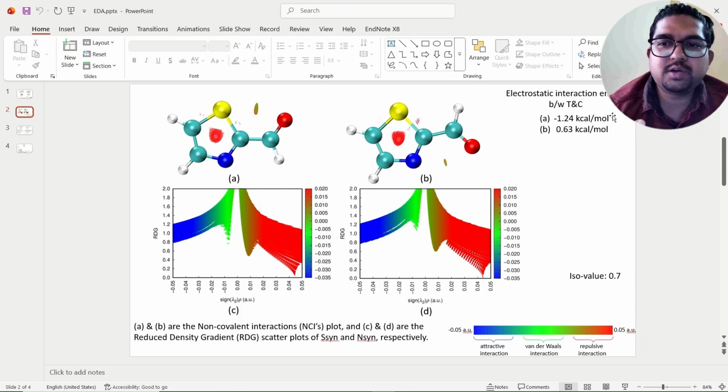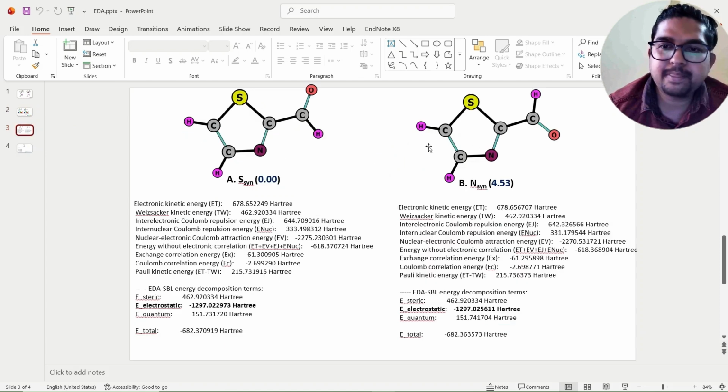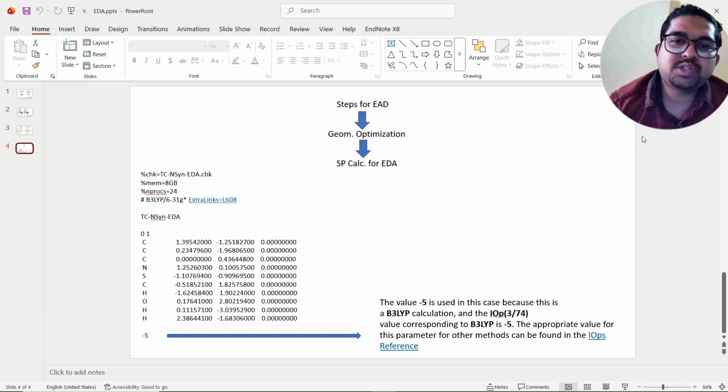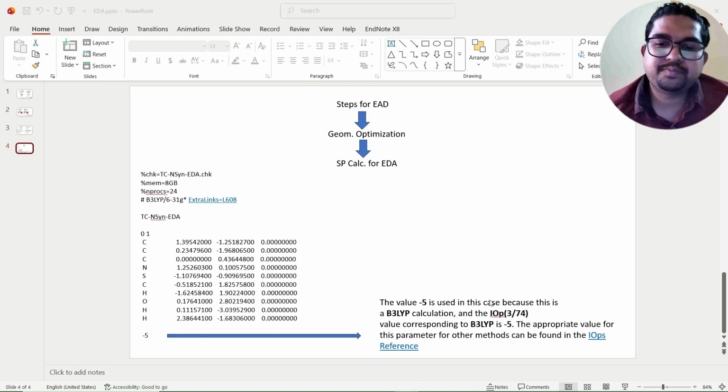In Multiwfn there is a way to do this. If you want to know how to do this, I will put the link of the video in the description, you can just check it out. And other than this, I also tried to do the EDA analysis of both of these molecules, using Gaussian and Multiwfn.